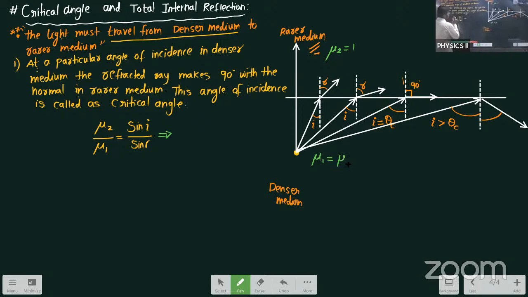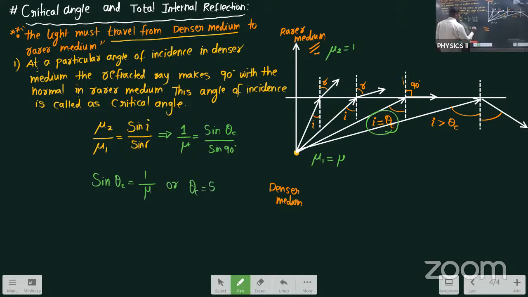See here, what will happen? The value of mu2 is 1 and the value of mu1 is mu. That is equal to sine of the angle of incidence, which I am taking as theta c, divided by sine of the angle of refraction. The refracted ray makes 90 degrees, so this becomes sine 90 degrees, and the value of sine 90 degrees is 1. So from here I can write sine theta c is equal to 1 by mu, or you can also write theta c is equal to sine inverse of 1 divided by mu.